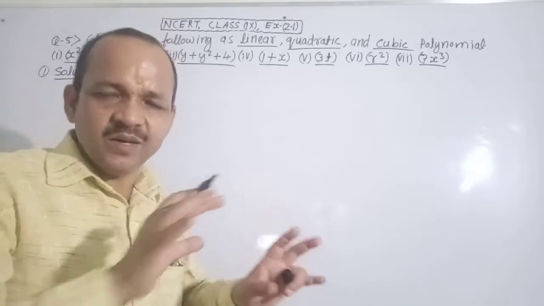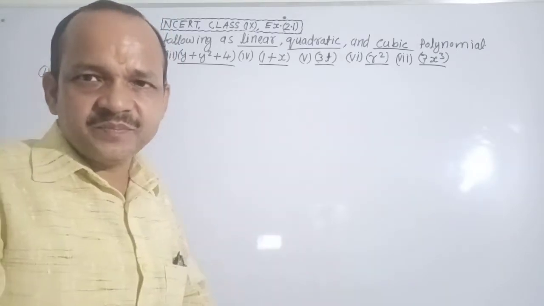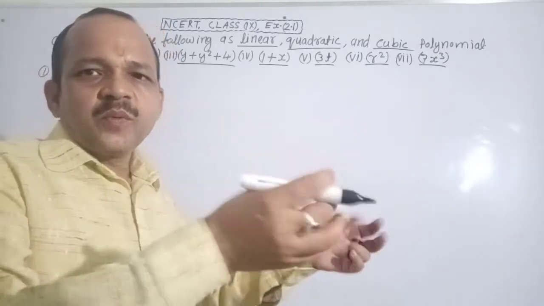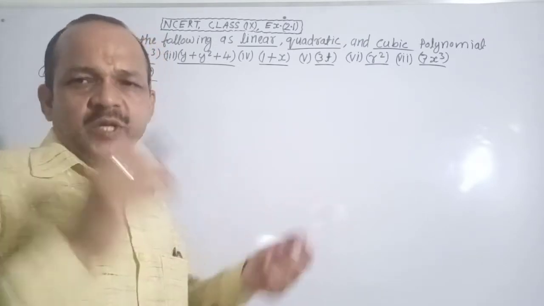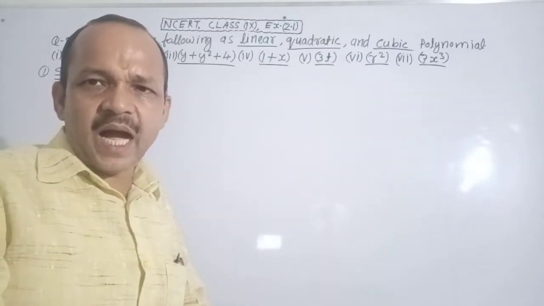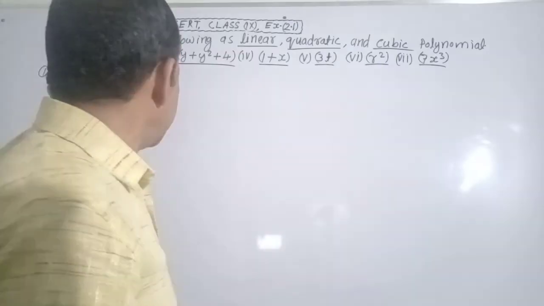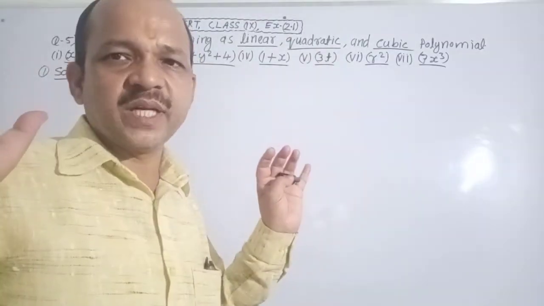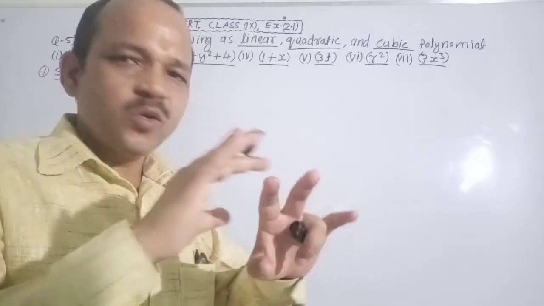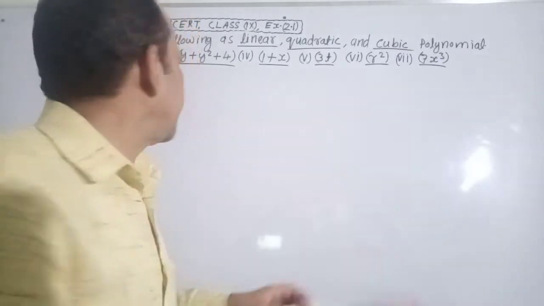Is it clear? No confusion about it? By the rule of quadratic polynomial, a polynomial having degree 2 is called a quadratic polynomial. It means it is a quadratic polynomial. Is my explanation clear? No confusion about it? Very good.